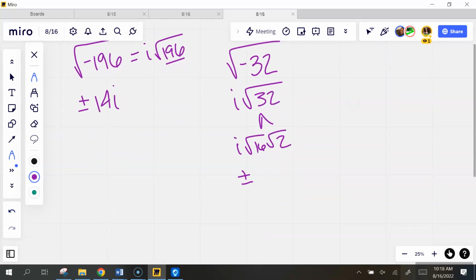Now watch how I write this. 4i times the square root of 2. Does that matter? Pretty math, yes. It's not wrong the other way. The multiplication is technically commutative. It's not wrong, it's just not pretty math. That would be like saying, instead of 2x, saying x2. It's not wrong, it's just weird.